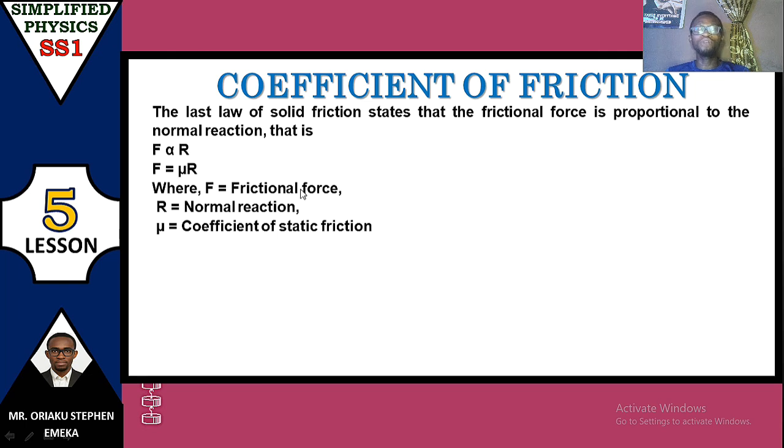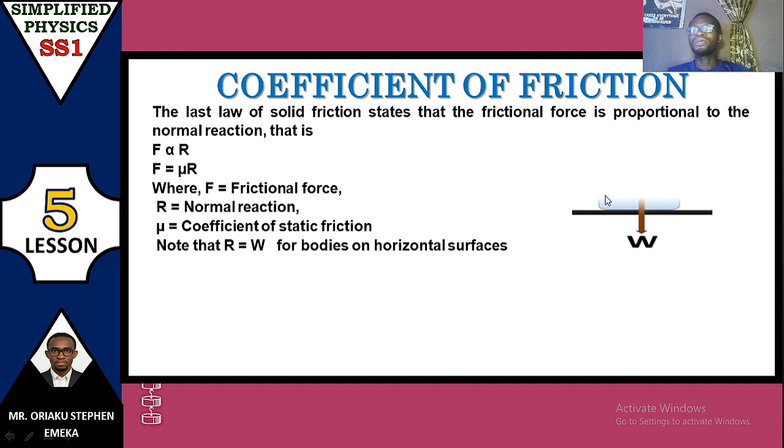Mu is the coefficient of static friction. Now we should note that the normal reaction is always equal to the weight when the body is on a horizontal surface. This is what we're talking about.